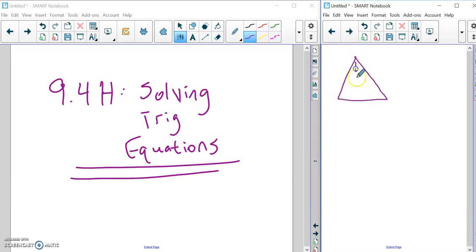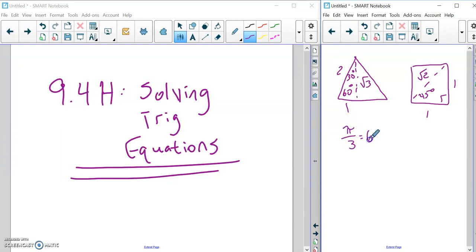Here's our 30, 60, 90 triangle. Okay, we have 2, 1, root 3. This is 60 degrees. This is 30 degrees. Okay, we've got our 45, 45, 90 right here. 45, 1, 1, root 2. I'm going to put a couple notes here. Pi over 3 is 60 degrees. Pi over 6 is 30 degrees. And pi over 4 is 45 degrees.